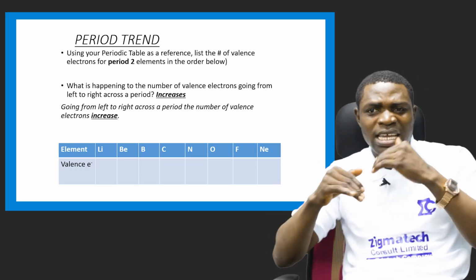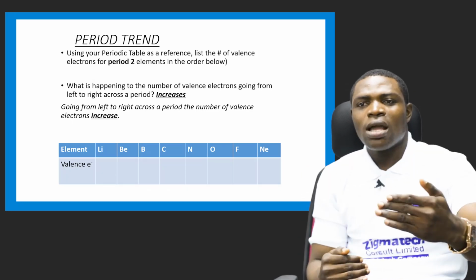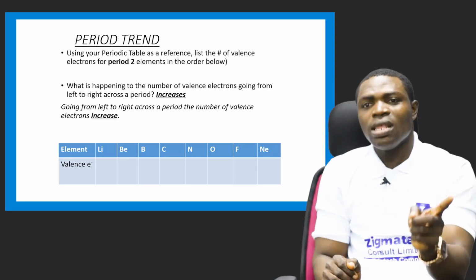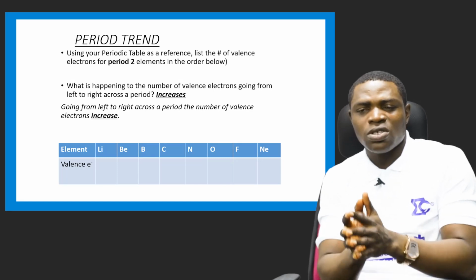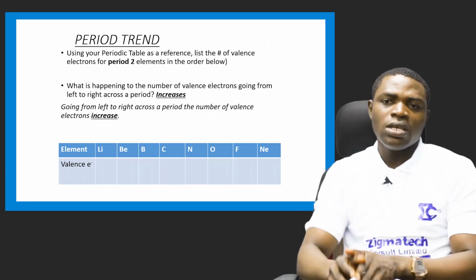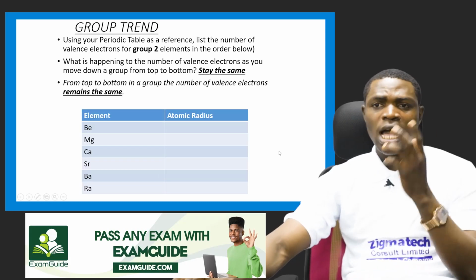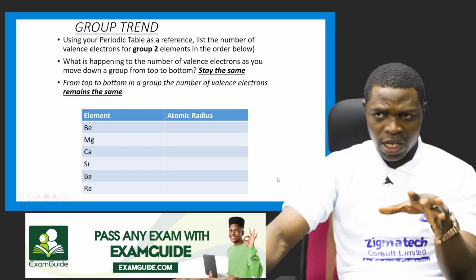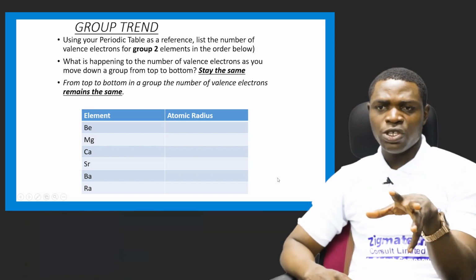Look at the trend, look at the increase. So as we move from one element to another, only across the period, please note, only across the period, you will discover an increase in the valence electrons. Let's trace it down the group. Now looking at the group, look at the species of elements we have here: beryllium, magnesium, calcium, barium, rubidium, and so on.